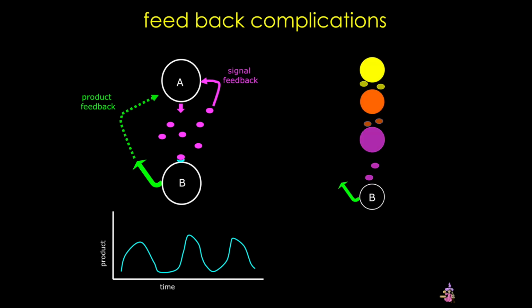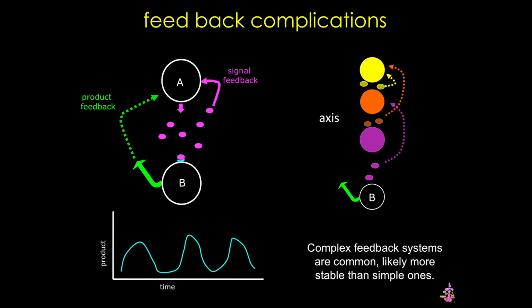So many systems employ complicated feedback systems, and these are often called an axis, involving the hypothalamus and pituitary gland plus a target organ. So one example is the hypothalamic pituitary ovarian axis. And these systems are common probably because they are more stable than simple feedback systems.